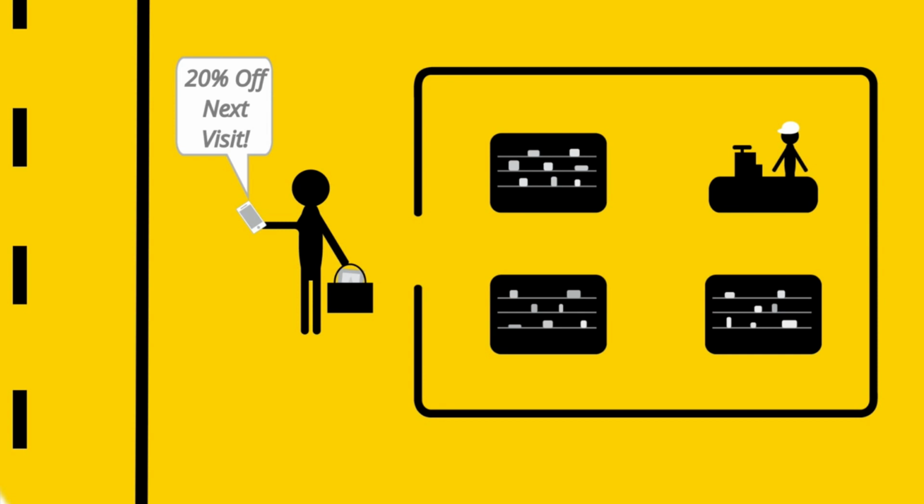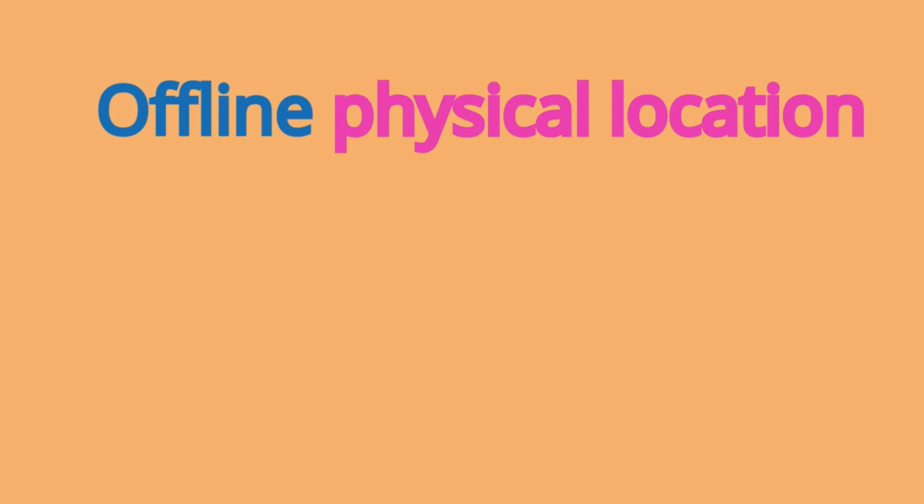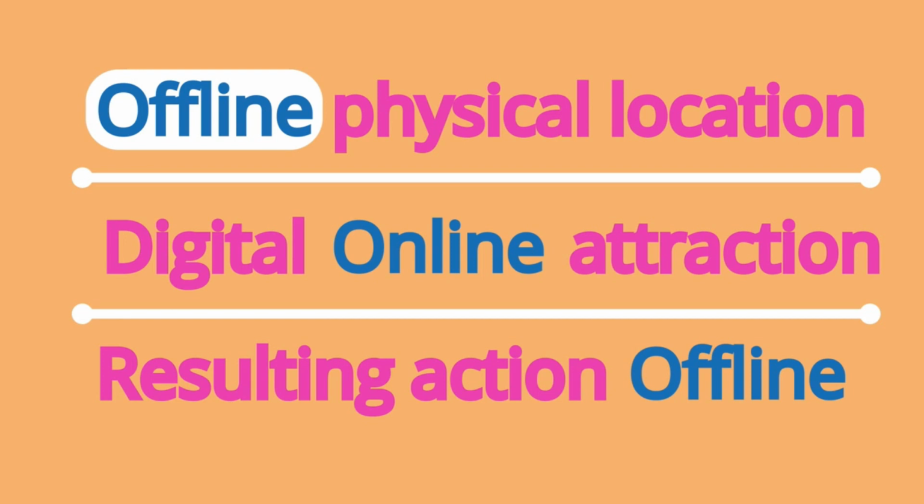How cool is that? Three main things happen here: the offline physical location, the digital online attraction, and the resulting action offline, or as we like to say, online to offline. It's about the real world, not just the digital one.